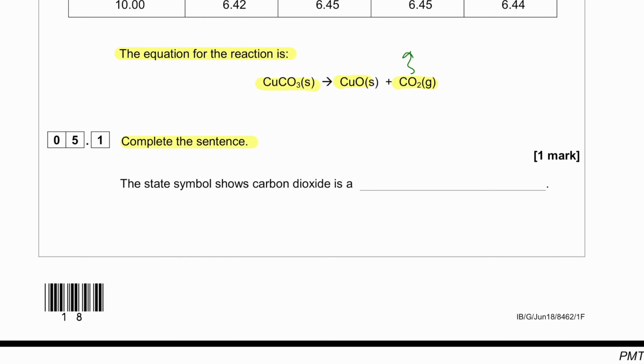Complete the sentence. The state symbol shows carbon dioxide is a gas. So we know carbon dioxide is a gas, so the state symbol G represents gas. Remember guys, S represents solid. Just a recap: AQ represents aqueous. I believe the spelling is AQUEOUS. If I'm wrong, guys, correct me. And L represents liquid.